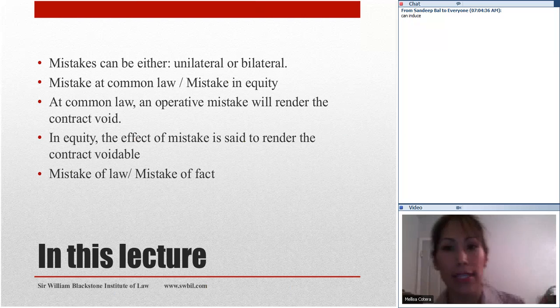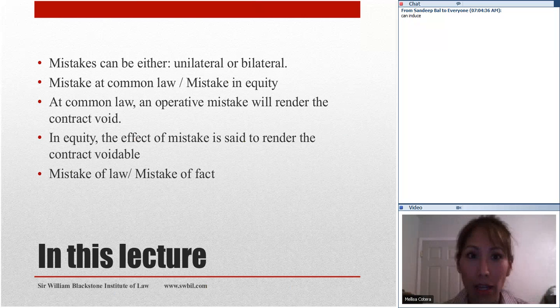What are we going to see in this lecture? We are going to see that mistakes can be unilateral or bilateral. Also, mistakes at common law and mistakes in equity: at common law an operative mistake will render the contract void, and in equity the effect of the mistake is said to render the contract voidable. And also, we are going to talk a little about a mistake of law and a mistake of fact.